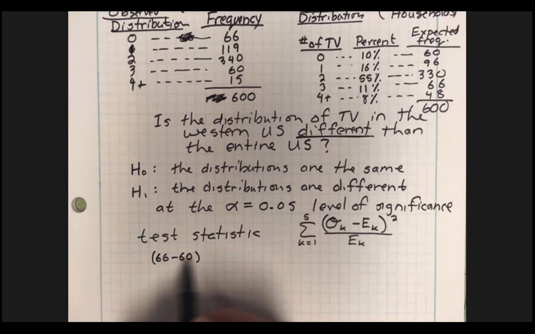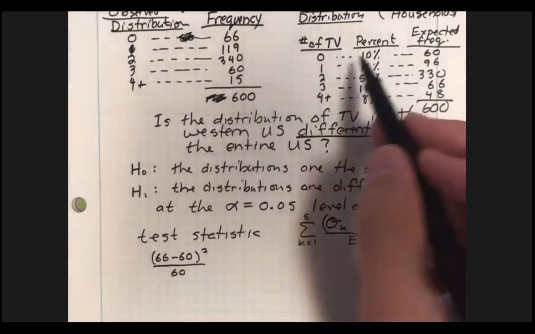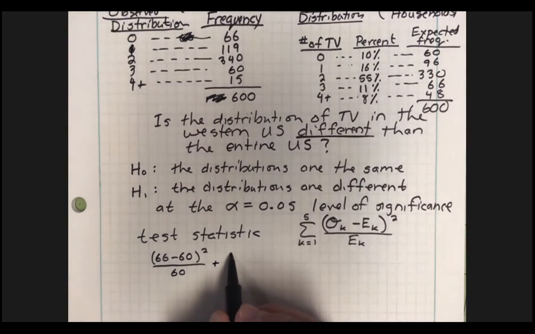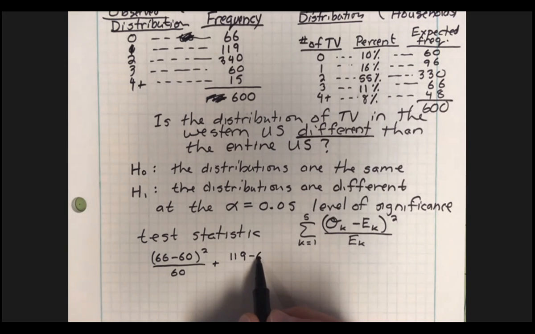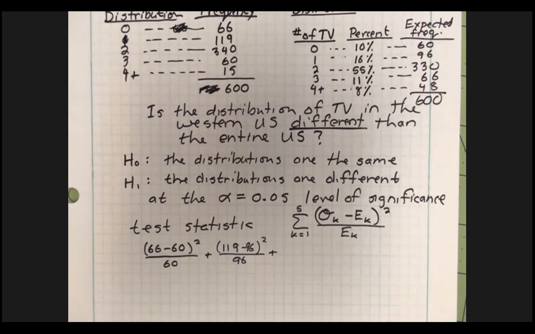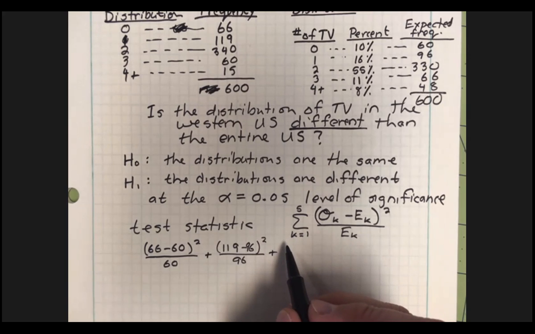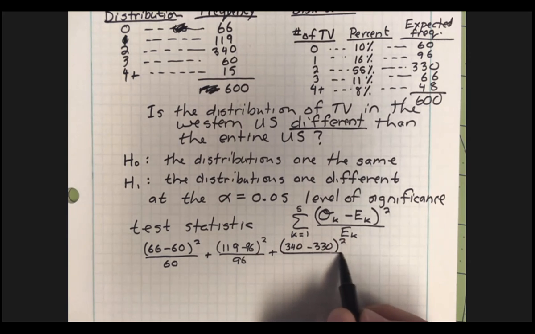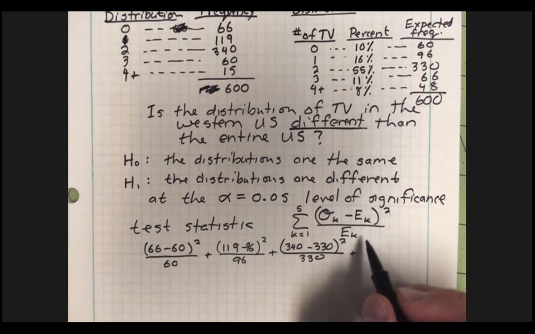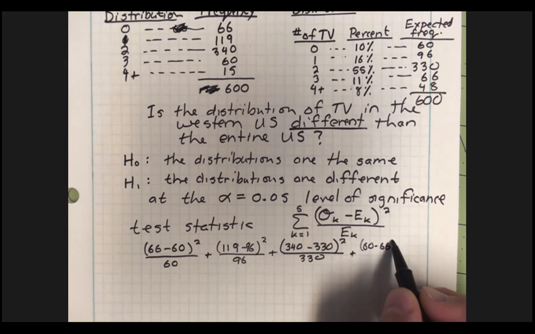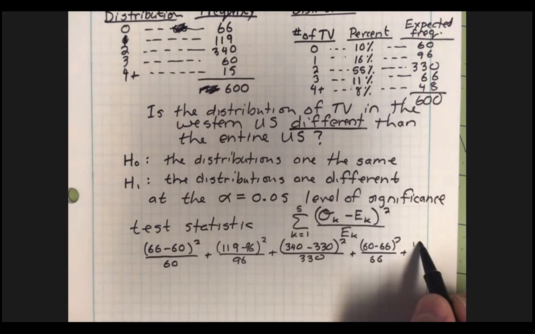66 minus 60, we'll at least write it out once, divided by 60. That's the first difference, 66 minus 60 divided by 60. Then 119 minus 96 squared divided by 96. Even with five categories, you see this takes some writing. So we're gonna have the computer or calculator automate it shortly. 340 minus 330 squared divided by 330, each time a different expected number. Then 60 minus 66 squared divided by 66, and 15 minus 48 squared divided by 48.